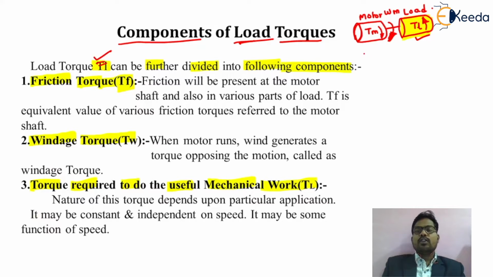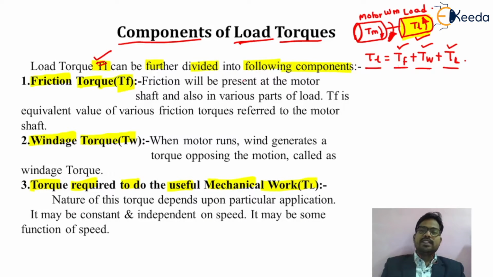The load torque, called TL, is divided into different components. The first torque is TF, the friction torque. The second is the windage torque, called TW. And the third type of torque is called TL, the torque required to do the mechanical work. So the load torque has different components: the friction torque, the windage torque, and the torque required to do the mechanical work. These are the different components of load torque.